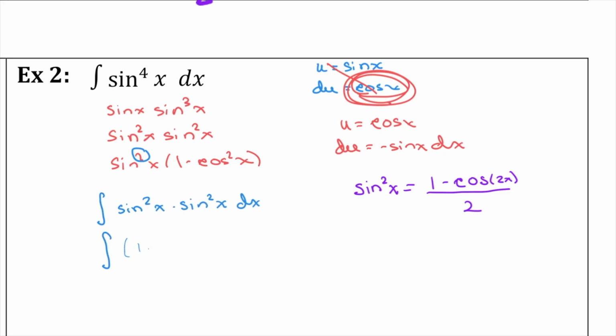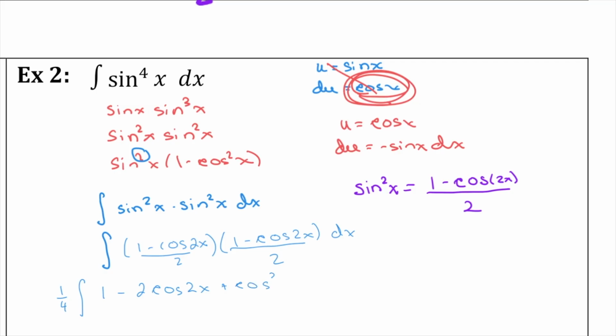So we have 1 minus the cosine of 2x over 2 times 1 minus the cosine of 2x over 2 dx. Let's do a little bit of algebra. Factor out my 1/4. Multiply. I have 1 minus 2 times the cosine of 2x plus the cosine squared 2x dx.